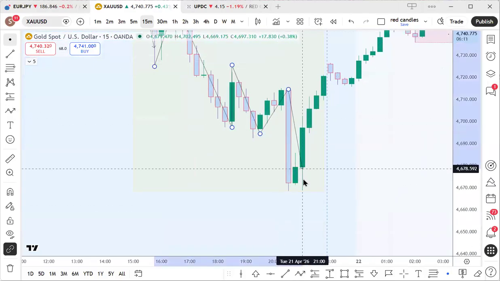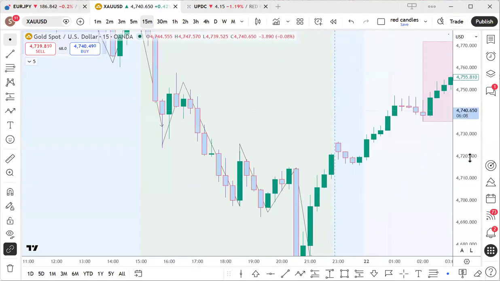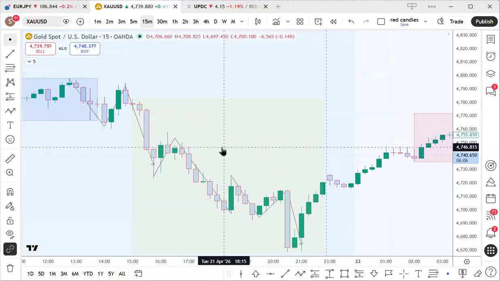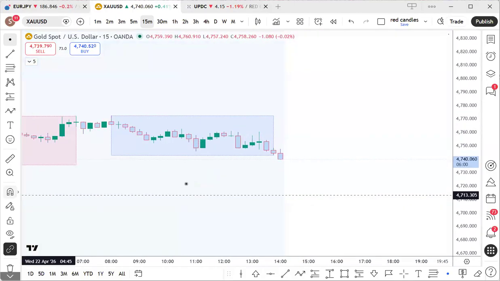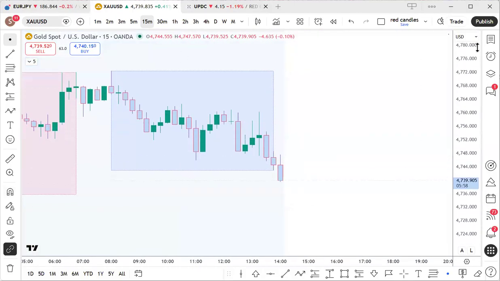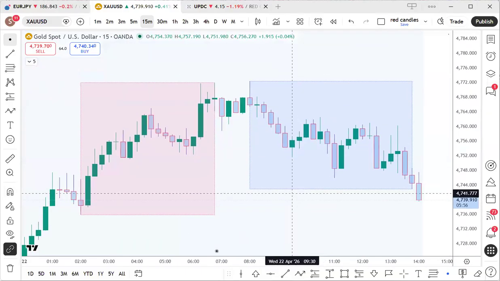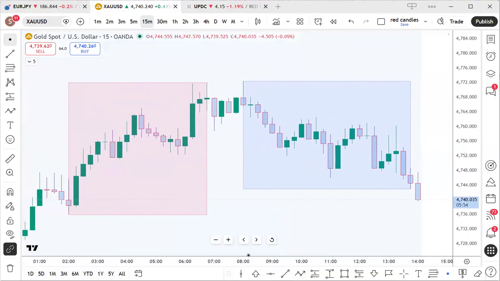So we see that this process does work, but you have to be disciplined to keep to your trade process every time. Every time you have to keep to that trade process. Okay, so let's see what it is doing right now.